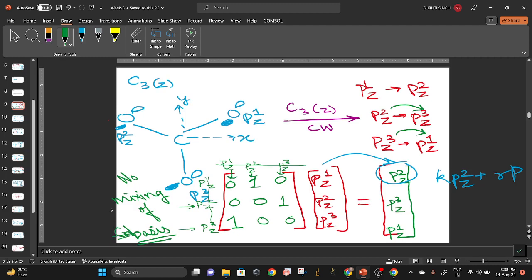Basis is the correct word, because यहाँ पे pz1, pz2, these are not coordinates. Coordinate axes are x and y, Cartesian coordinates. pz1 and pz2 are our basis.